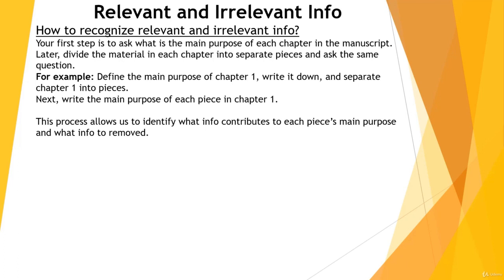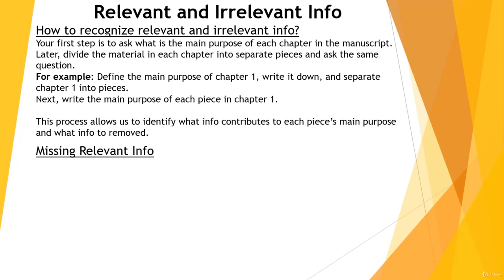How to recognize relevant and irrelevant info. Your first step is to ask what is the main purpose of each chapter in the manuscript. Later, divide the material in each chapter into separate pieces and ask the same question. For example, define the main purpose of Chapter 1, write it down, and separate Chapter 1 into pieces. Next, write the main purpose of each piece in Chapter 1. This process allows us to identify what info contributes to each piece's main purpose and what info to remove. If you are uncertain, ask the writer about his goals behind each piece.